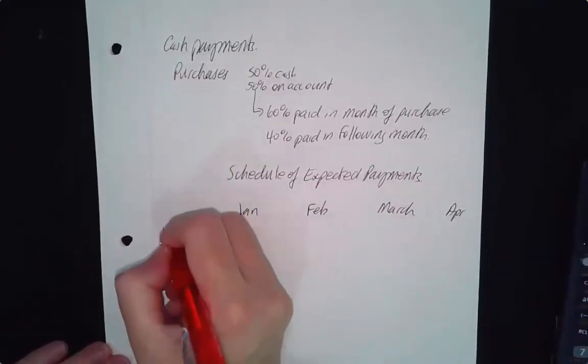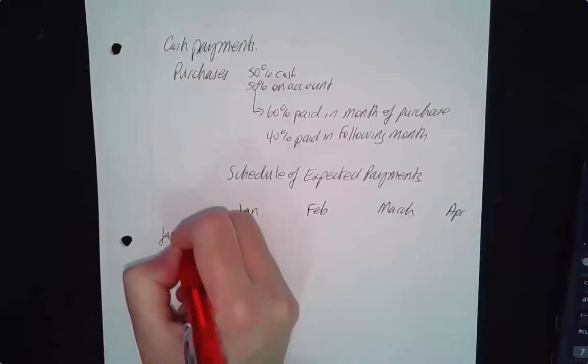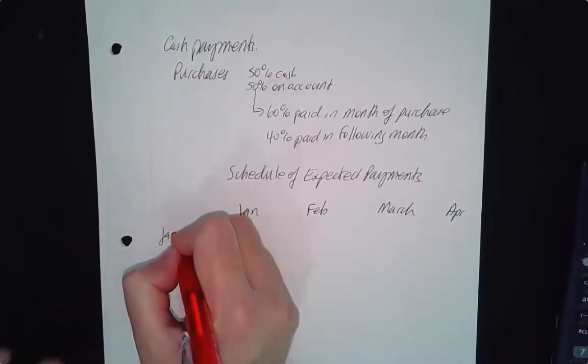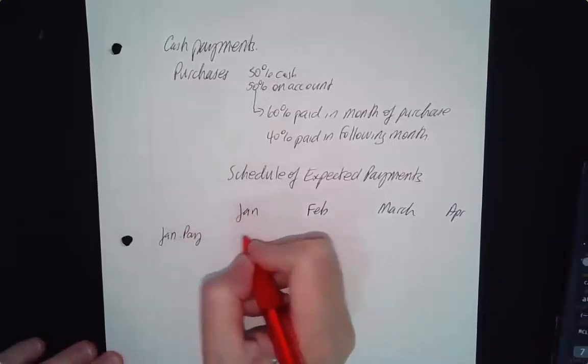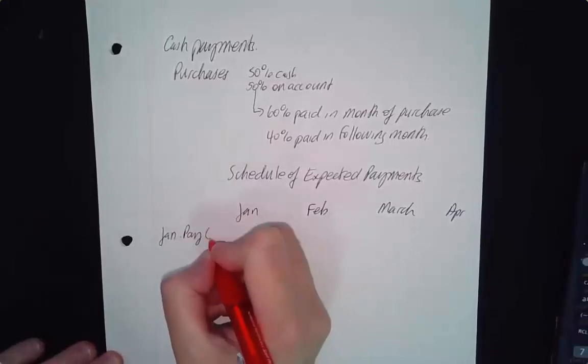So January to January goes first. So I'm going to do January. And instead of saying January cash, I'm going to say January pay. So if we purchase in January, how much do we pay in January? Well, we know it's 50% cash.